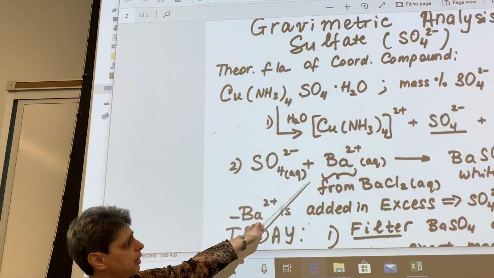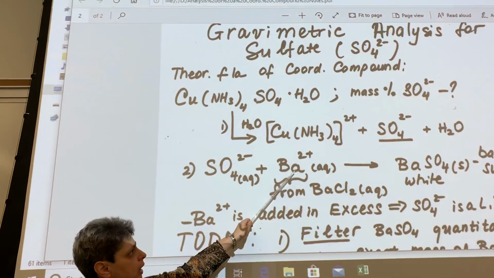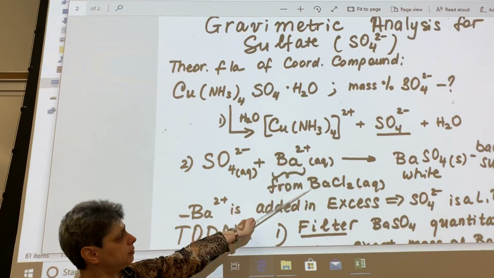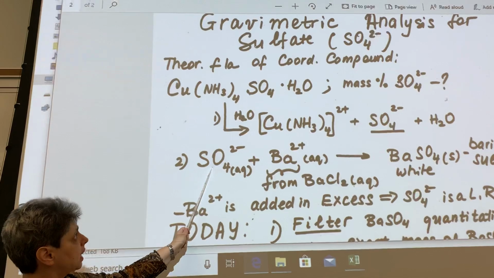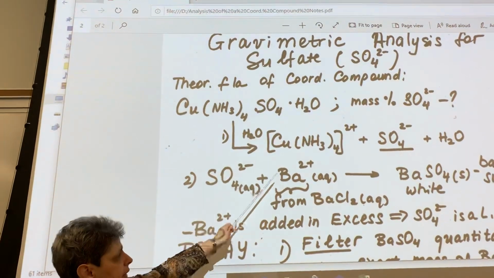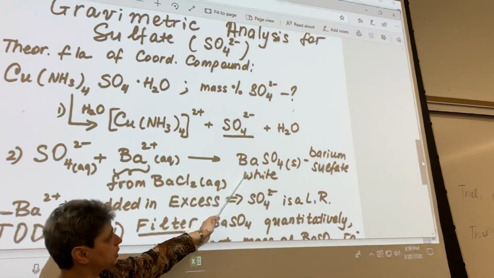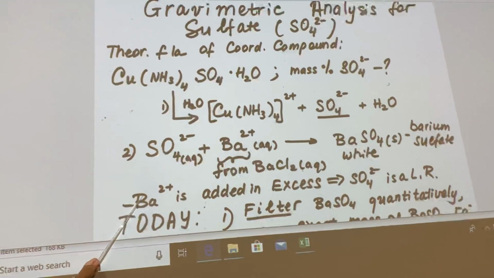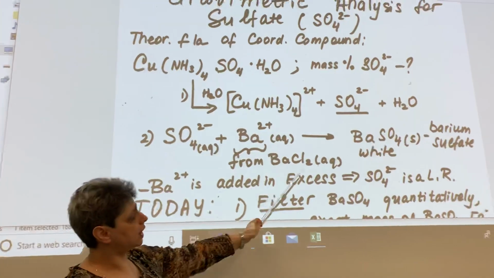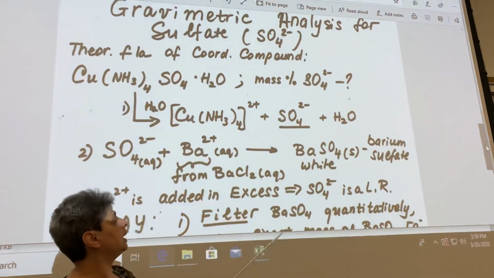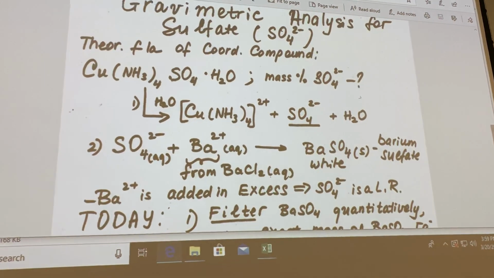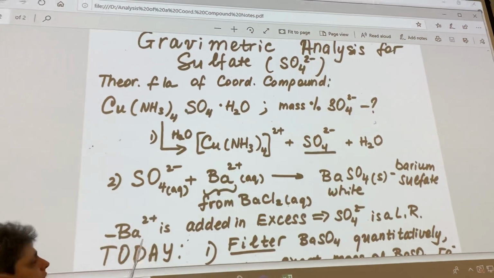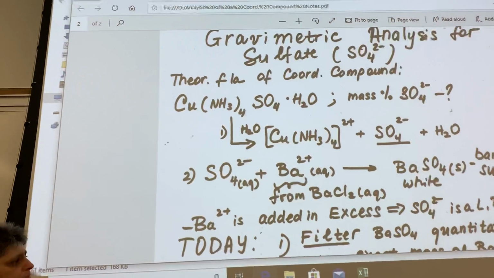And then I added barium chloride, which was used as a source of barium ions. Barium ions from barium chloride reacted with my sulfate from the coordination compound and produced a white precipitate of barium sulfate. Because barium was used in excess, we're assuming that sulfate is the limiting reactant, and therefore we can tie the amount of barium sulfate that's produced to the amount of sulfate that we started with in our solution.